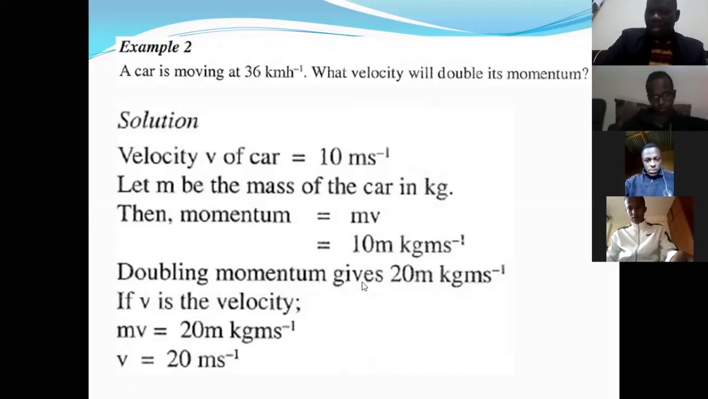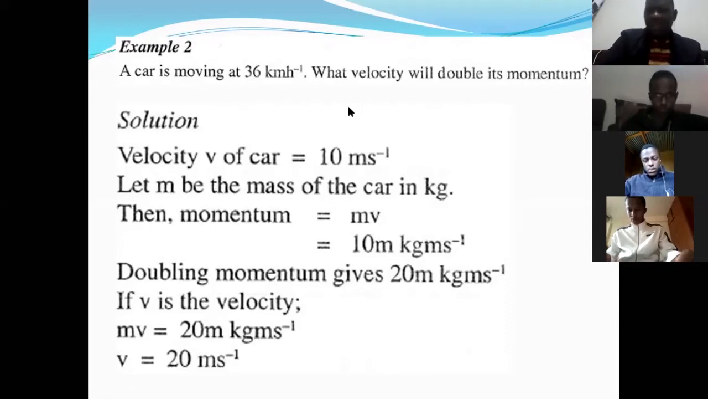Now, doubling momentum, you take this momentum now, multiply by 2. So we double the momentum. So we get 20m kilogram meters per second. So if v is the velocity, we don't know the velocity. So that means now we take mass times velocity should be 20m kilogram meters per second. But now m and m will cancel out, then we remain with v to be 20 meters per second. So in short, if the mass remains the same and you are doubling momentum, just double the velocity.